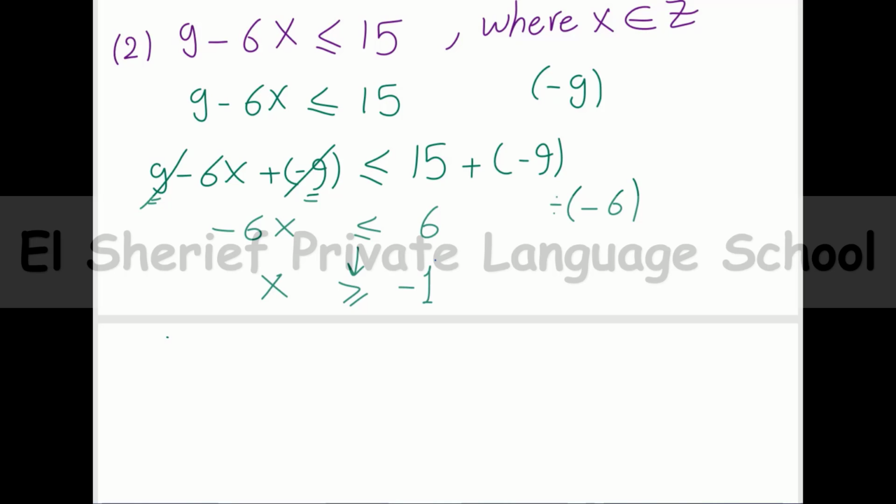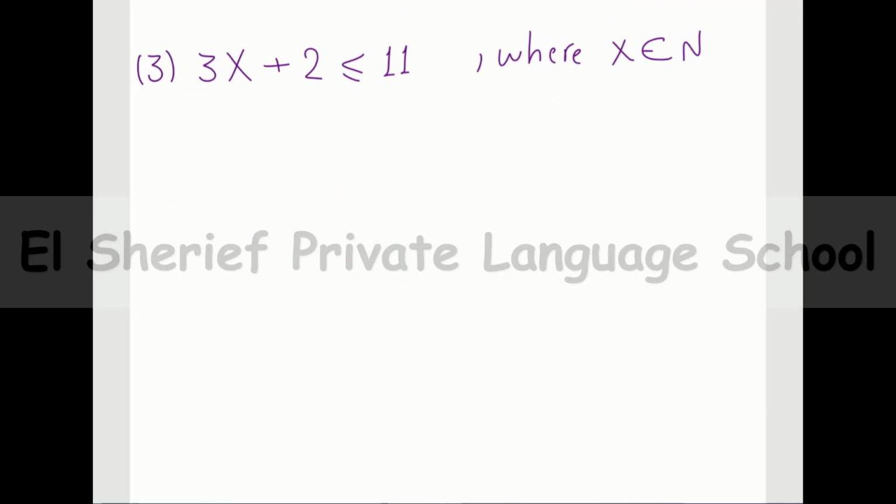The solution set is numbers that are more than negative 1 or equal. Notice that there is an equal here, so negative 1 is with us in the solution set: negative 1, 0, 1, 2, 3 and so on. Okay. Number 3: 3x plus 2 less than or equal to 11, where x belongs to the set of natural numbers.